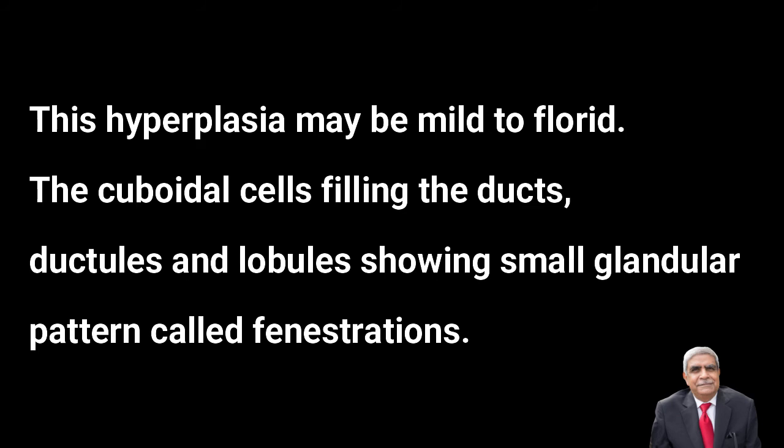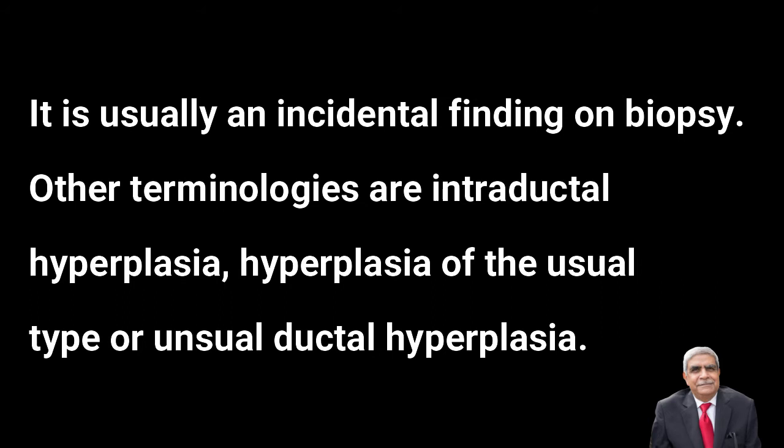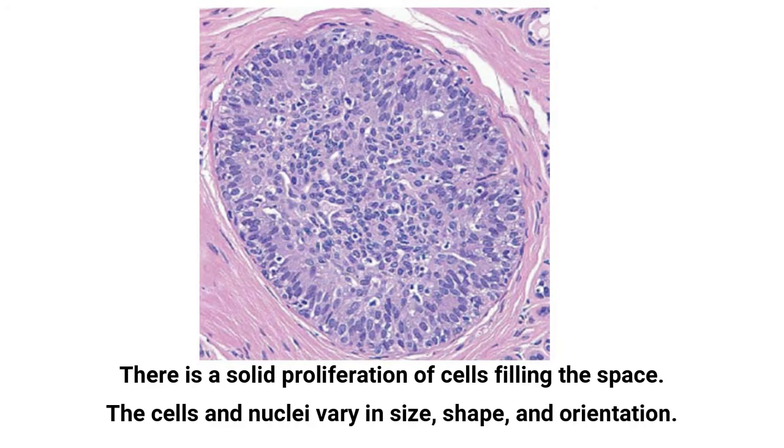The cuboidal cells lining the ducts, ductules, and lobules show small glandular patterns called fenestrations. It is usually an incidental finding on biopsy. Other terminologies used for these conditions are intraductal hyperplasia, hyperplasia of the usual type, or usual ductal hyperplasia. This photograph shows that there is a solid proliferation of cells filling the space. The cells and nuclei vary in size, shape, and orientation.